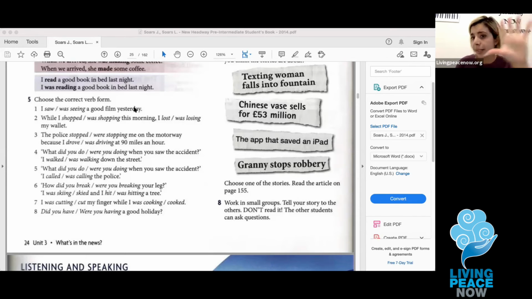Because always in English, the form of the question is the same form of the answer. If you ask in past simple, you need to answer in past simple. If you ask in past continuous, you need to give an answer in past continuous. It's this logic that the English language follows. Number 5, what did you do? Or what were you doing?